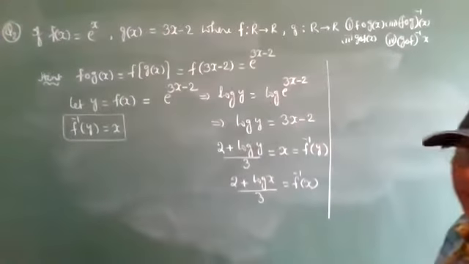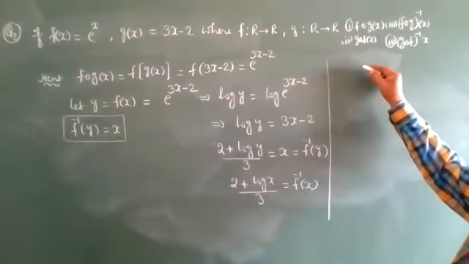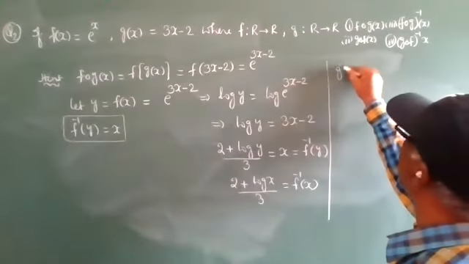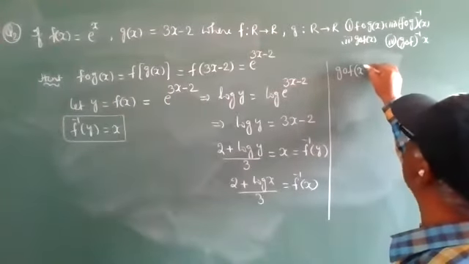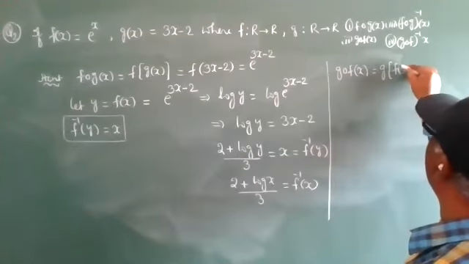Everyone go through the second bit. What is the second bit? G circle F first we can do. G circle F at x. G circle F at x is G of bracket of f of x.